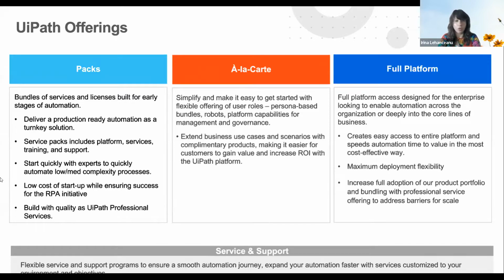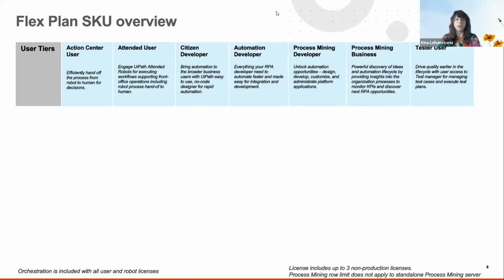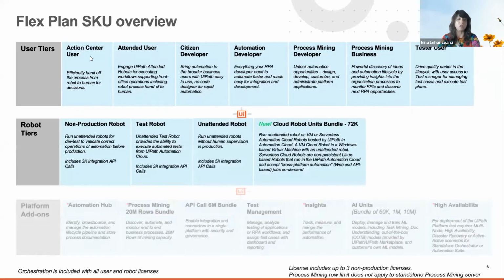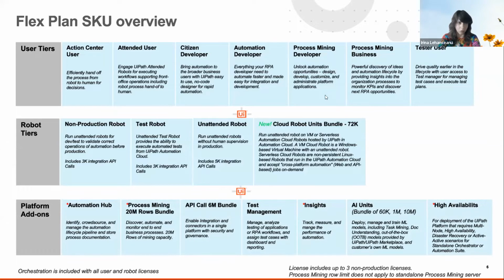Now, I want to go a little bit through the actual plans. Our platform is divided between users, robot, and platform add-on. We have a few tiers, a few SKUs. I wouldn't go into too many details here. All license configuration is available on licensing.uipath.com. If you have any questions or would like me to go into more details about these SKUs, please ask and we can discuss more.